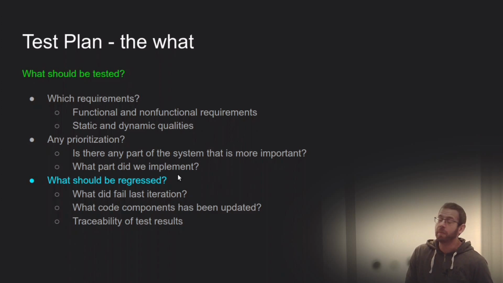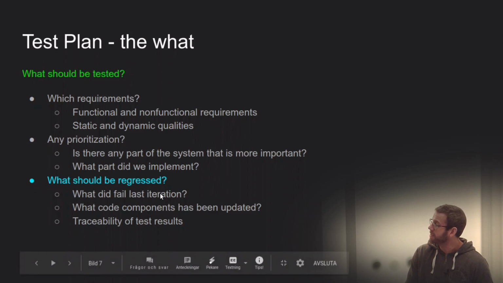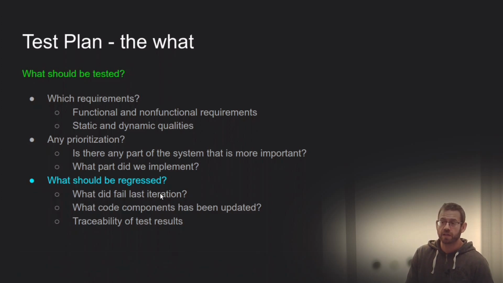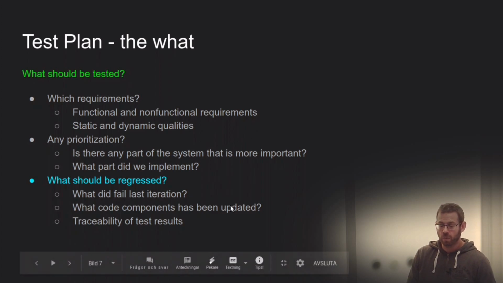If we're implementing this system ourselves, which part did we implement? If we just implemented a part, we need to test that part more thoroughly. If we change the part, perhaps we need to regression test that again. So what should be regressed? What did fail last iteration? We need to rerun the test and see if we fix those problems. What code components have been updated?